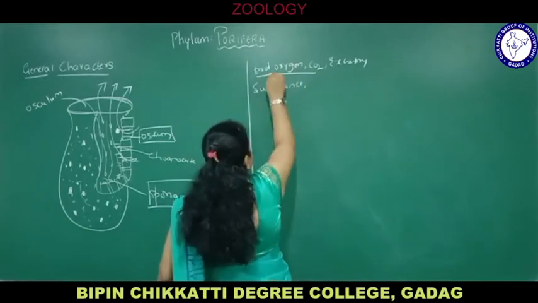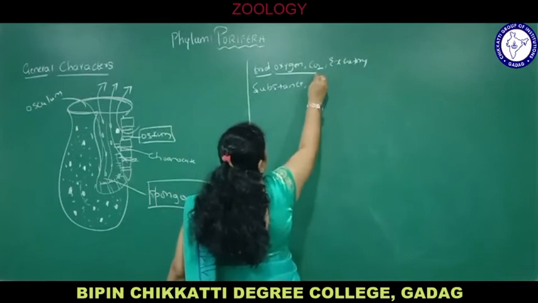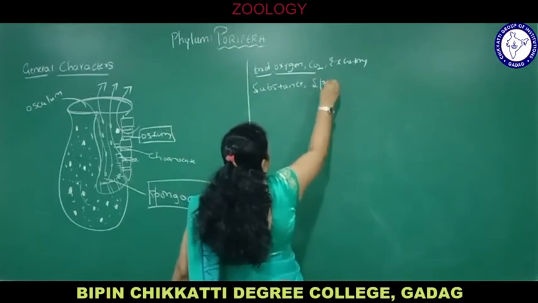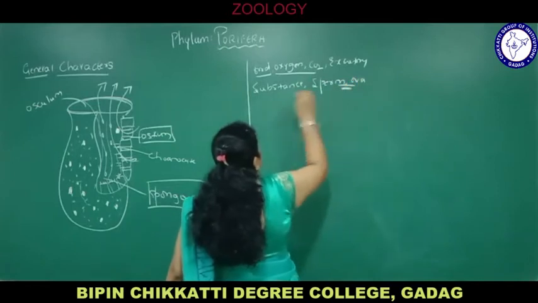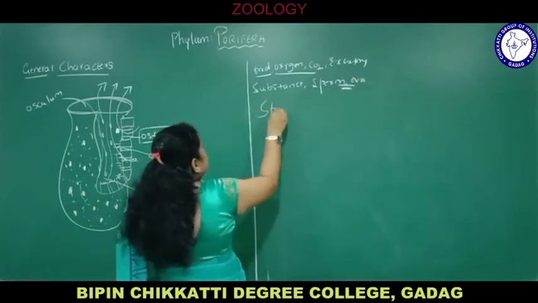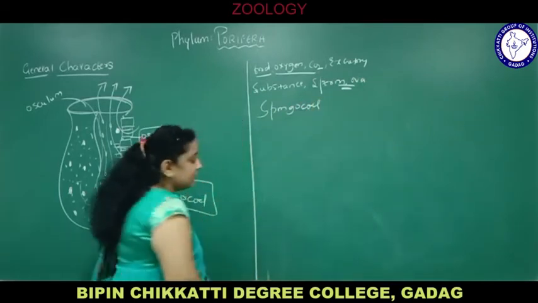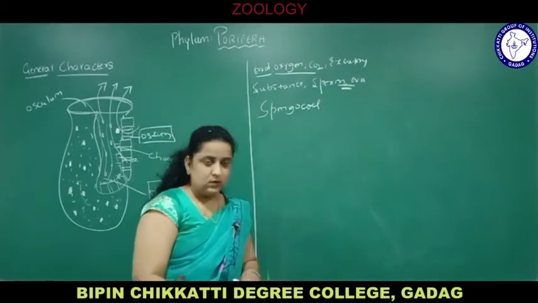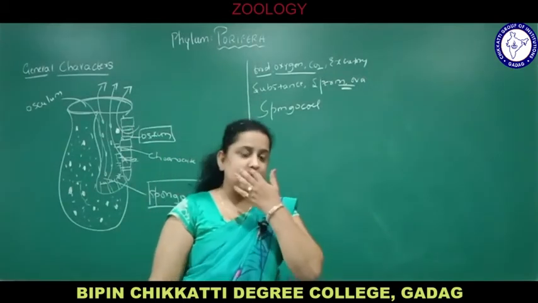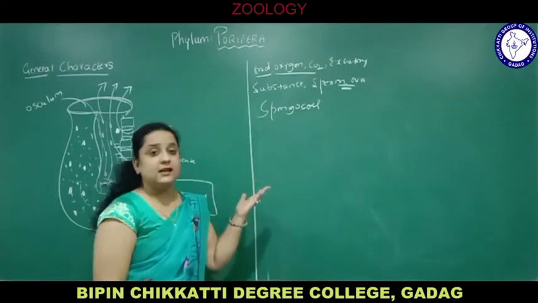Respiratory gases, food, and sperms and ova, that is reproductive structures, are transported through this cavity called spongocoel. So what all is transported in this canal system? Transport of food to the animals, removal of carbon dioxide, taking in oxygen, and giving out excretory substances.